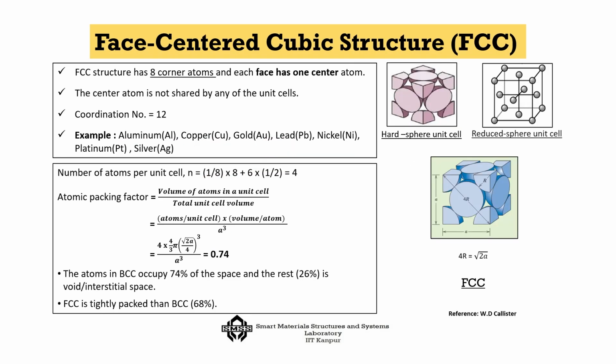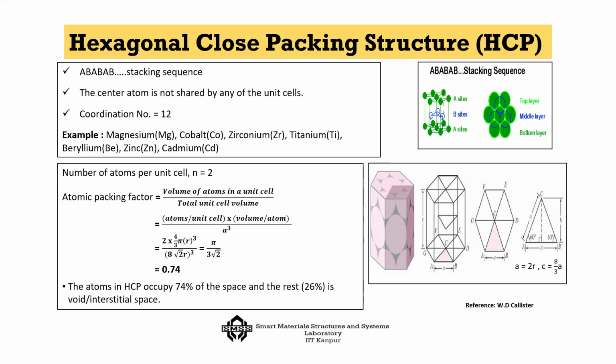And if you go for FCC, that means now it is 1/8 into 8 plus you have the halves at all the face centers. So, you are going to have 6 of these halves and then it will be 4 and that means this calculation will give you about 74% of the space to be occupied, which is much better than the BCC. So, this is one of the highest in terms of the packing factor, only 26% void is left.